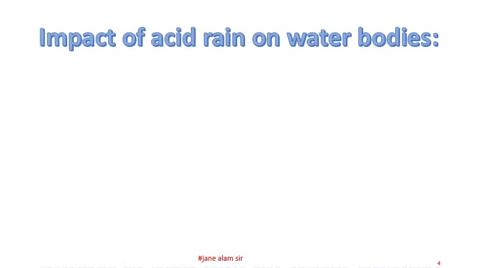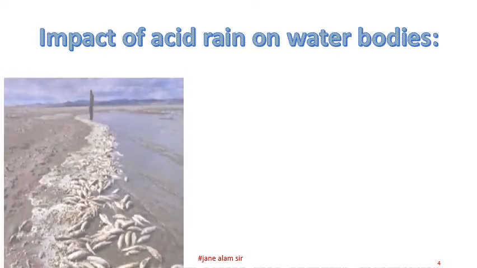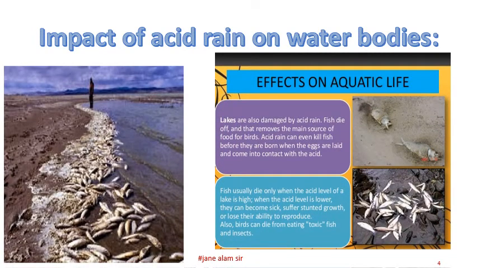Next, impact of acid rain on water bodies. Acid rain affects water bodies. The water of the lakes, rivers and ponds becomes acidic due to acid rain. As a result, it affects aquatic life like fishes, crocodiles, snails, etc. Fertility of fishes decreases.